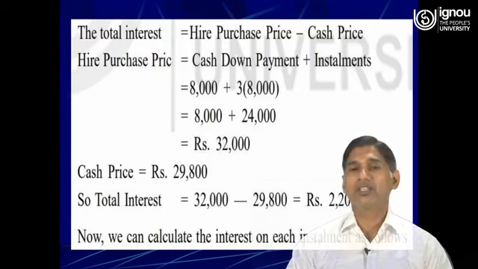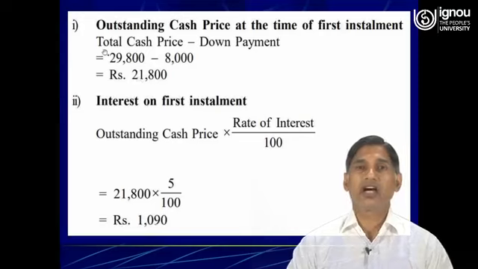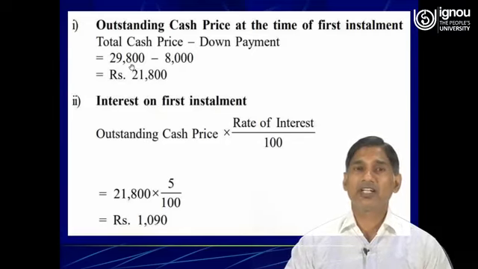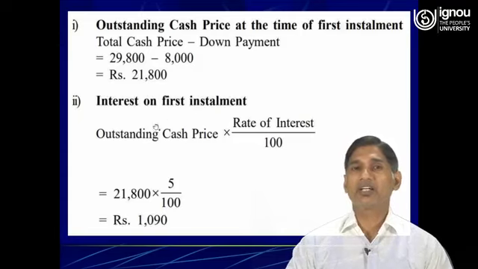Now we can calculate the amount of interest included in each installment. We can calculate the interest on each installment as follows. First one is the outstanding cash price at the time of first installment. So total cash price 29,800, down payment 8,000. So the cash price outstanding at the time of first installment is 21,800. So now we can apply the rate of interest 5%. So 5% of 21,800 is 1,090.